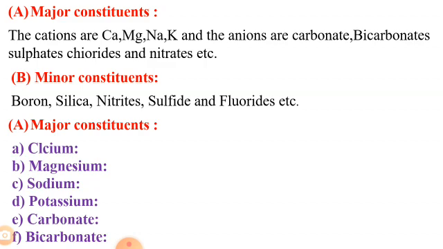Potassium concentration in different river waters varies from 0.06 to 0.74 milliequivalent per liter. So our next major constituent is carbonate. Formula is CO3 2-. Sodium carbonate is present in mineral springs.